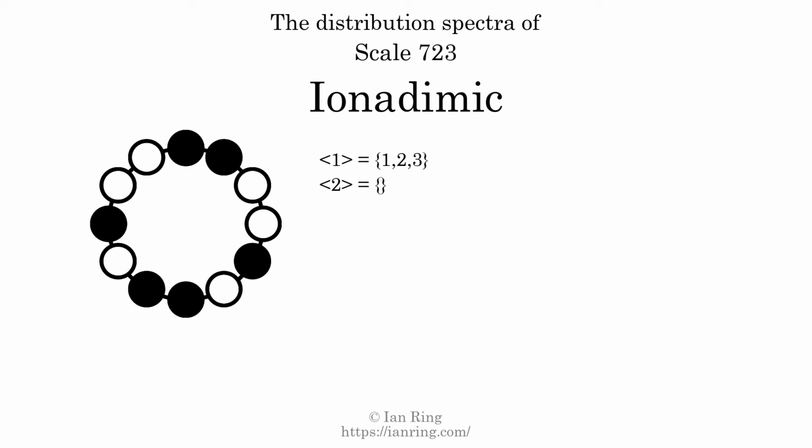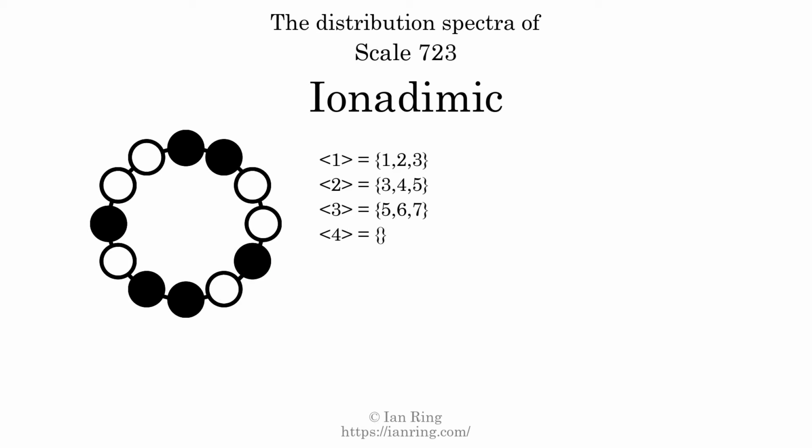The generic interval of 2 scale steps comes in 3 different specific interval sizes: 3 semitones, 4 semitones, and 5 semitones. The spectrum width of this generic interval is 2. The generic interval of 3 scale steps comes in 3 different specific interval sizes: 5 semitones, 6 semitones, and 7 semitones. The spectrum width of this generic interval is 2.